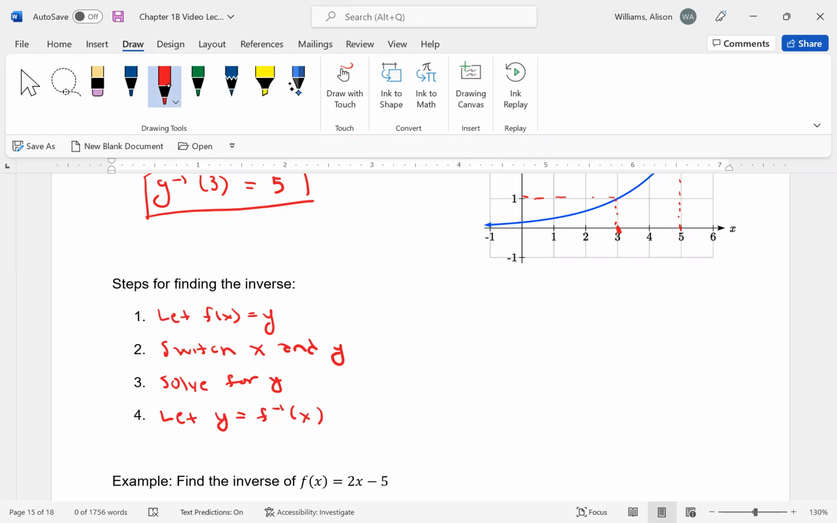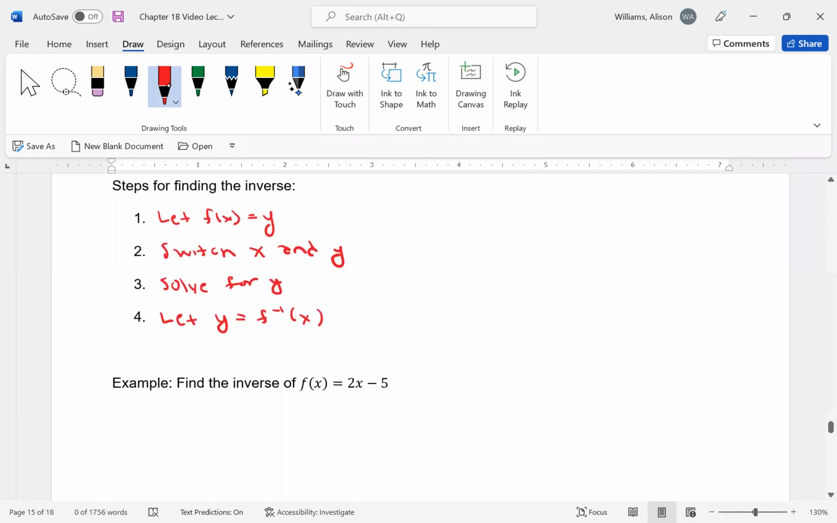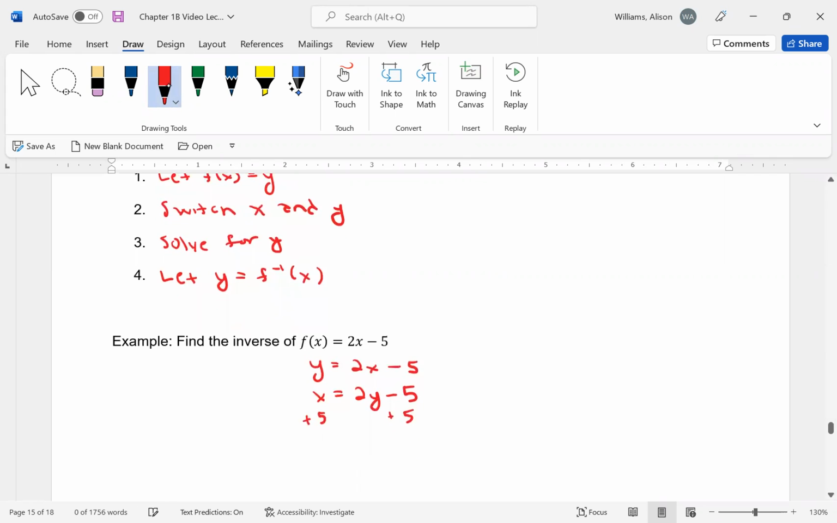All right, let's look at these steps in this example. Let's find the inverse of this equation. So first thing I'm going to do is change f of x to be a y. Then I'm going to switch x and y. So this is going to be an x and this is going to be a y. Now I'm going to solve for y. So I'm going to add 5 to both sides. So that's x plus 5 equals 2y.